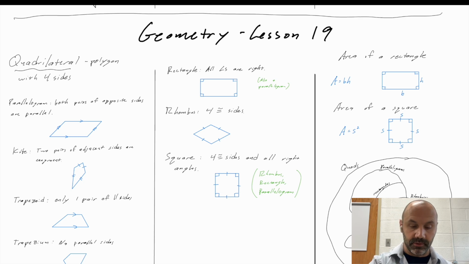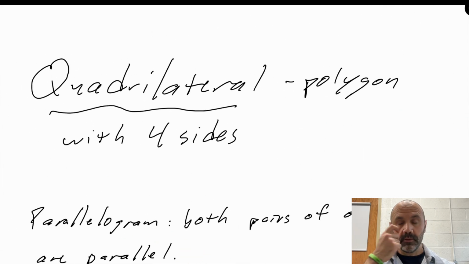Today we're going to be introducing quadrilaterals. Okay, so what is a quadrilateral? Real simple. It's a polygon. We already defined that, right? A polygon with four sides. Quadrilateral: quad, four; lateral, lat, side.